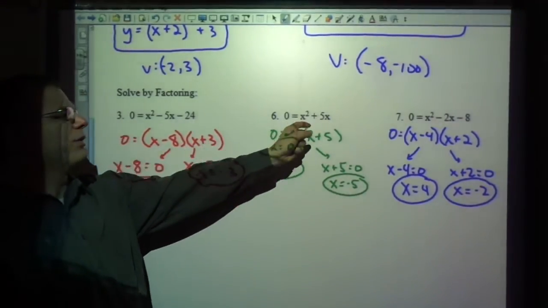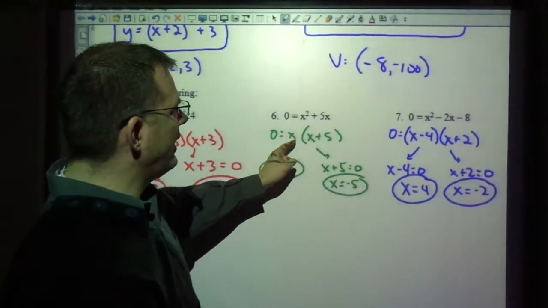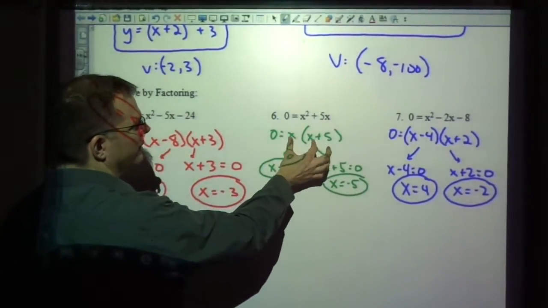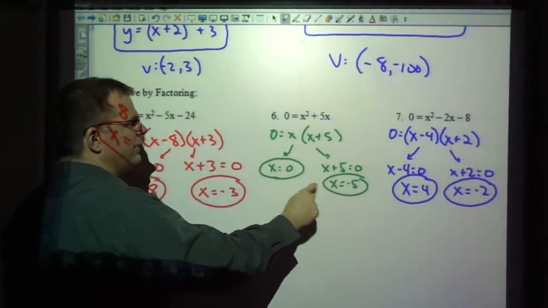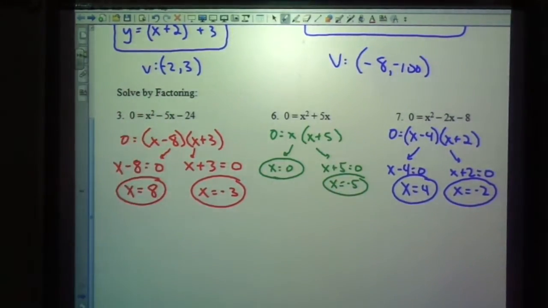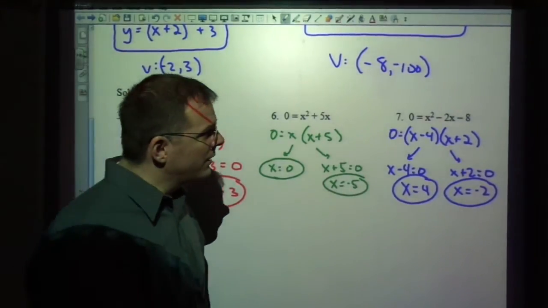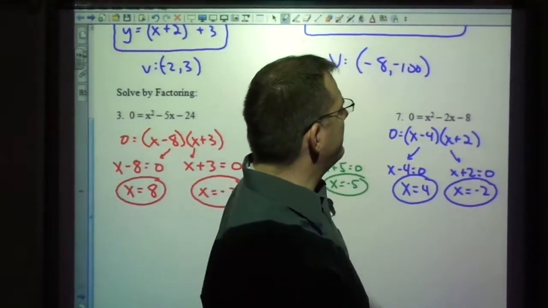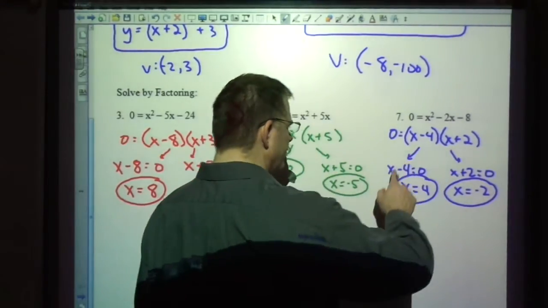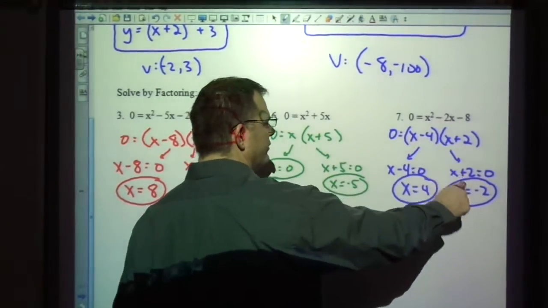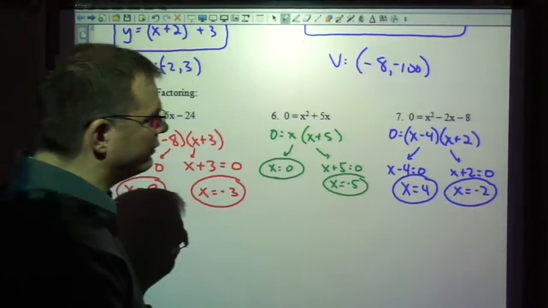Here, this is a greatest common factor of x. I'll pull that out front. Now here's two things multiplied together to equal 0. One equals 0 or the other equals 0. So x is 0 or negative 5. Here, things that multiply to be negative 8 and add up to be negative 2 are negative 4 and 2. So this equals 0 and x is 4, or this equals 0 and x is negative 2.